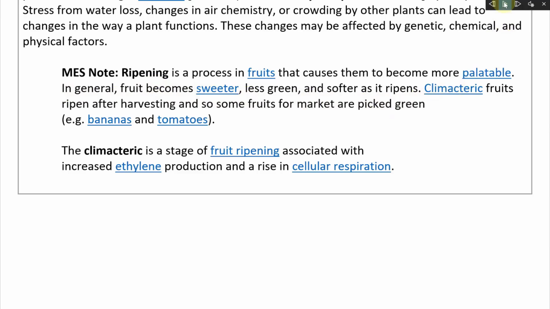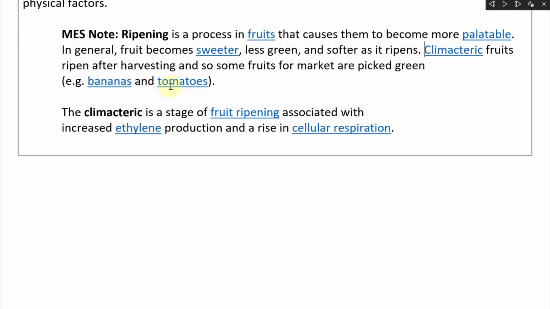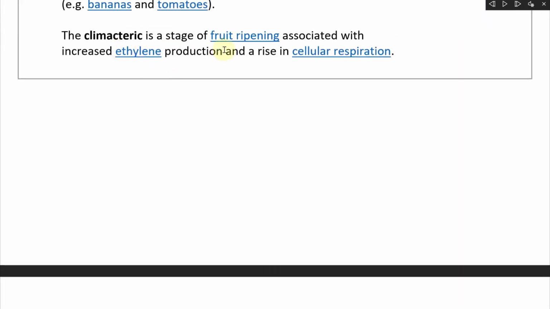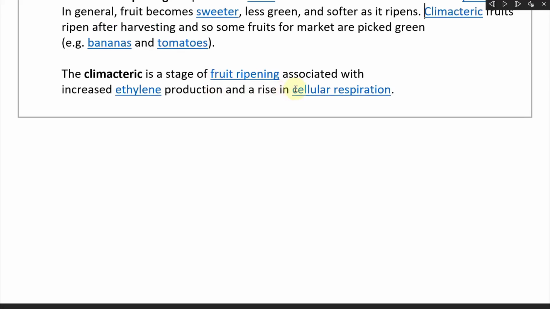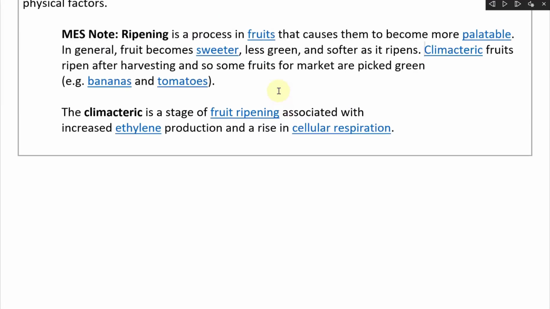Climacteric. Climacteric fruits ripen after harvesting, and so some fruits for market are picked green, such as bananas and tomatoes. The climacteric is a stage of fruit ripening associated with increased ethylene production and a rise in cellular respiration.